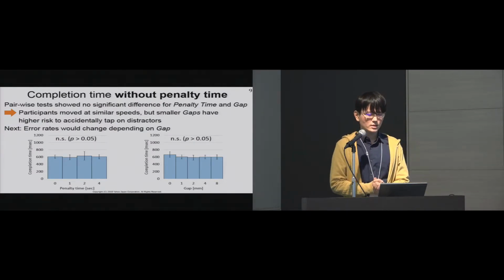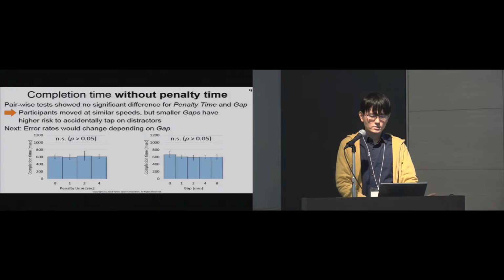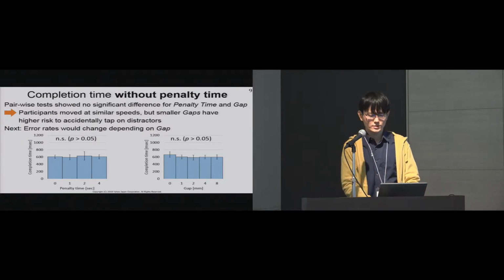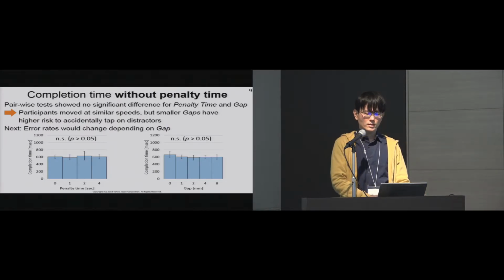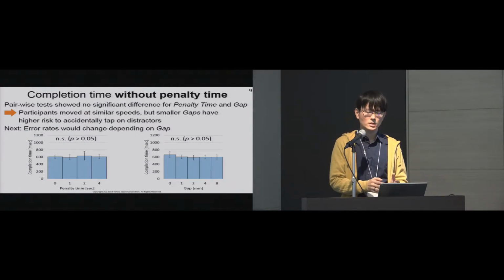These are the task completion times affected by the penalty time and gap. Pairwise comparisons showed no significant differences for penalty time and gap. This means that the participants performed at similar pointing speeds for all the penalty time conditions and gap conditions. But smaller gaps have a higher risk to tap on distractors. So the error rate should change depending on the gaps.